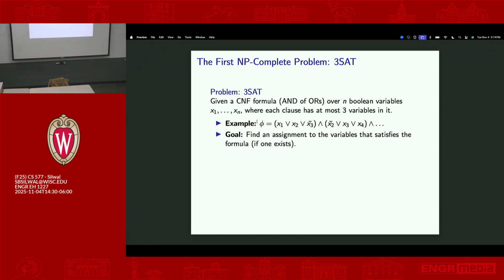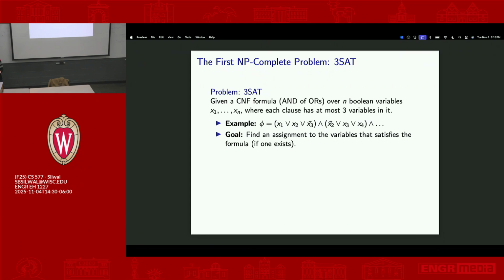So the problem is, I give you a bunch of Boolean variables, and I want to set them to true or false. But I have some constraints, and the problem is, can I find an assignment of true and false such that the whole formula evaluates to true? And what does the formula look like? Well, it's going to have clauses. A clause is just one of these brackets, and each clause will have a variable, a true or false variable.